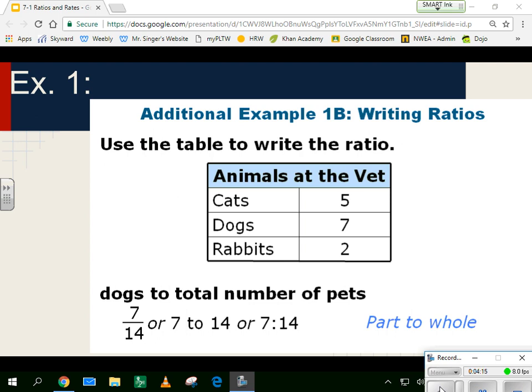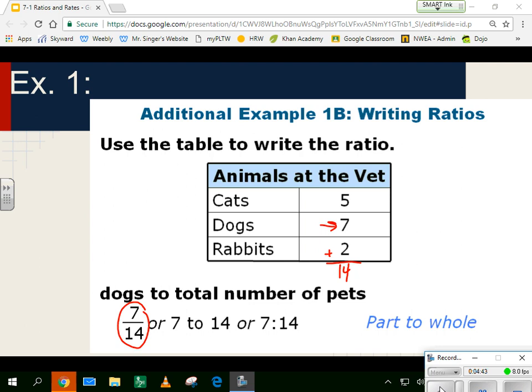So now we're going to look at a part to whole, because we're going to look at the dogs compared to all the pets. To figure out all the pets, you find the sum of all of them. Add up 7, 5, and 2, you get 14. So we're looking at 7 dogs to a total of 14 pets. So our ratio would be 7 to 14. Again, this is the most ideal way to write them, since we're so used to seeing stuff like that.